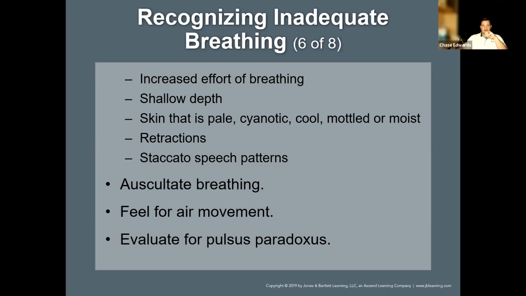So note the paradoxical movement, or evaluate for pulsus paradoxus. So it's when you take a pulse in the wrist, and they're different. You got one bounding pulse, one weak pulse. That can mean something as well. A history of present illness is a vital part of your assessment. Okay.